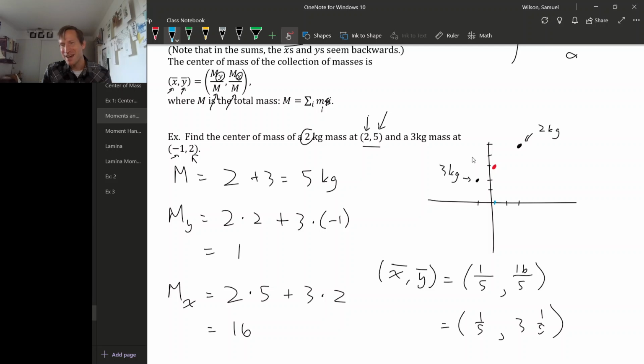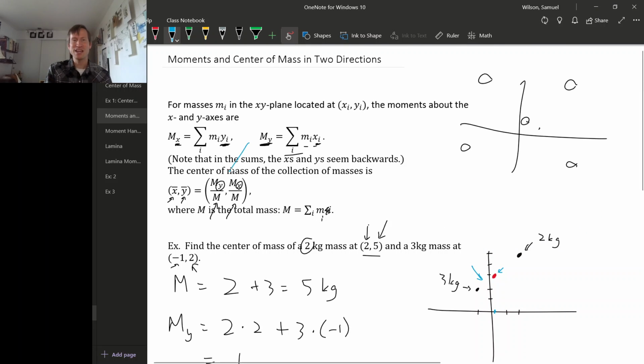I didn't mark up my axis very well, but you can see that this looks like it's about right. So the center of mass in two directions is basically the same as the center of mass in one direction. You just have to do it twice. Once for the x direction, where you use the moment about the y-axis, and once for the y direction, where you use the moment about the x-axis.